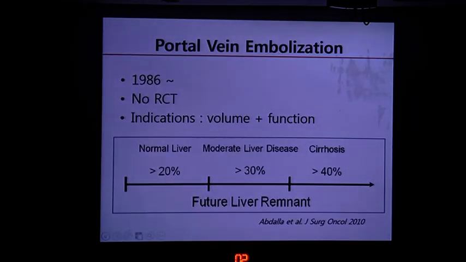The last issue is portal vein embolization. It started from 1986. There's no randomized control trial about this clinical question. However, I think it's maybe impossible now because it is already critical for patients. Indication, you should remember two things, volume and function. Normal liver, less than 20%. Moderate liver disease, less than 30%. So I think that for hilar cholangiocarcinoma, future liver remnant less than 30% or 40% could be indicated.